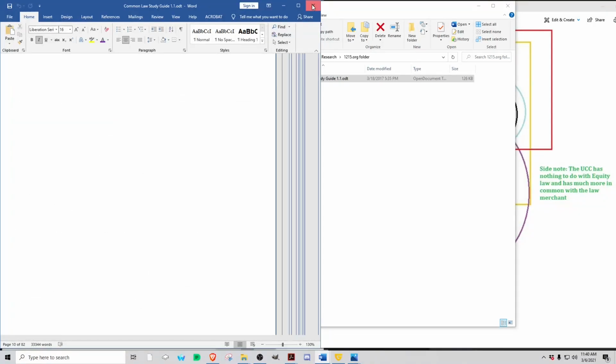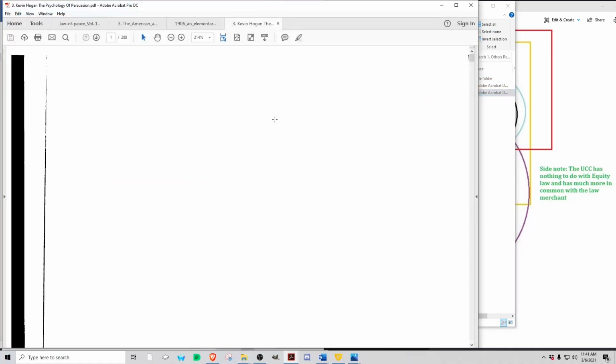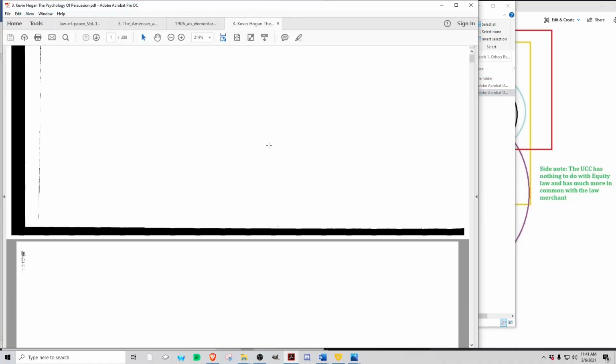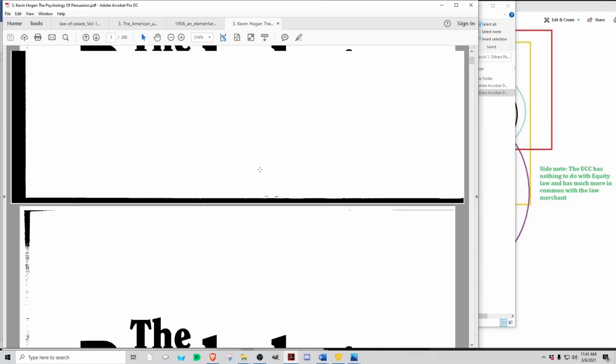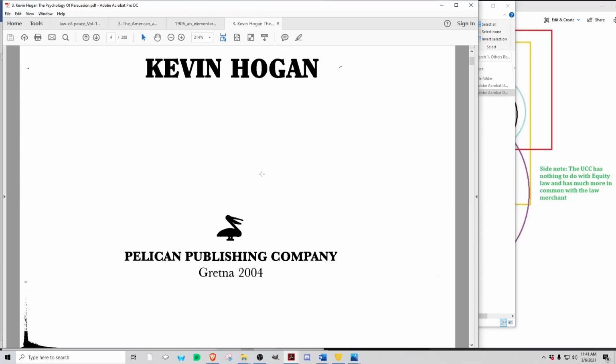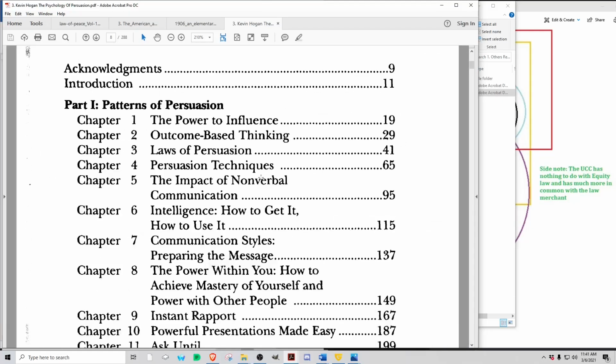So that's Bill's. And then this document, one last document, the Psychology of Persuasion. This is nothing to do with law per se, but I wanted to give everybody this so that you understand anytime that you ever get into a fight with a judge, I want you to understand how to win from the standpoint of the various different laws of persuasion.